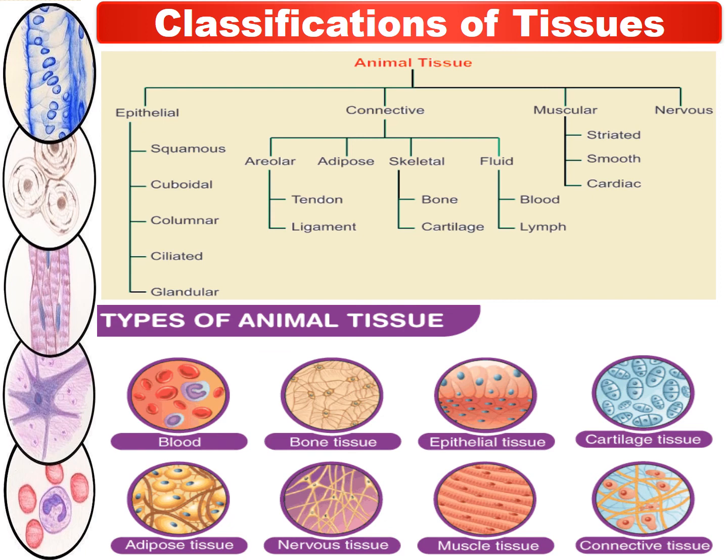Then the third class of the tissues is the muscular tissues. This muscular tissue is further categorized into three: the striated muscular tissue, smooth muscle tissue, and the cardiac muscle tissue. Then the last, fourth class of the tissue is called the nervous tissues.